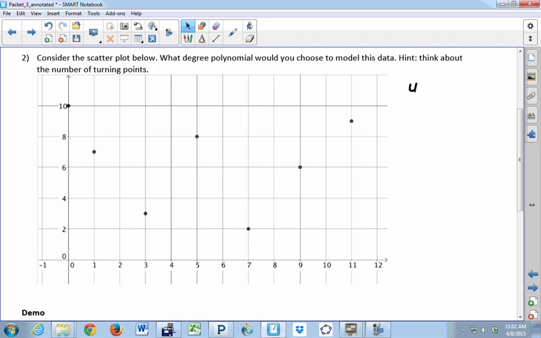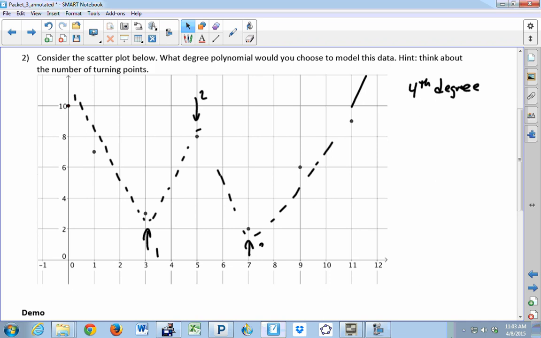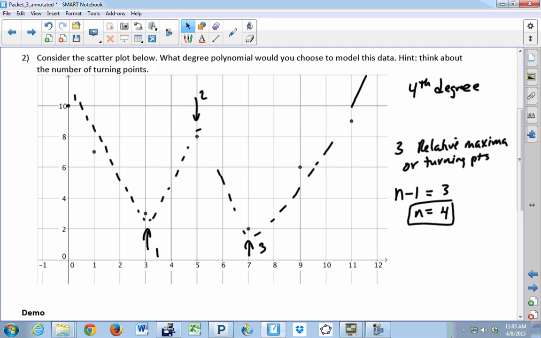Okay, 4th degree. And would one person like to explain why they came up with a 4th degree? 3 turning points. Yeah, so if I had a model, we'd see that these points are decreasing, but then they increase, and then they decrease, and then they turn around again. So you have 1, 2, 3 relative maxima or turning points. And we know that n minus 1 equals 3 is the most number of turning points we can have at most. And if we solve this for n, the minimum degree this could be would be a 4th degree.